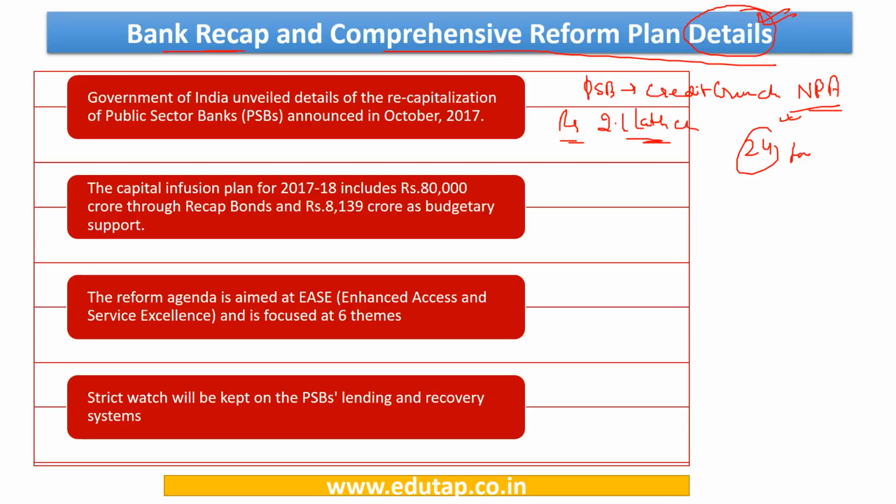For the current year, that is 2017-18, the capital infusion plan is that a total of around 88,000 crore will be supplied to the banks, out of which 80,000 crore rupees will be given by recapitalization bonds, and the remaining 8,139 crore will be given as budgetary support to the public sector banks. Here we need to understand what we mean by recap bonds or recapitalization bonds. Recapitalization bonds are basically government bonds.